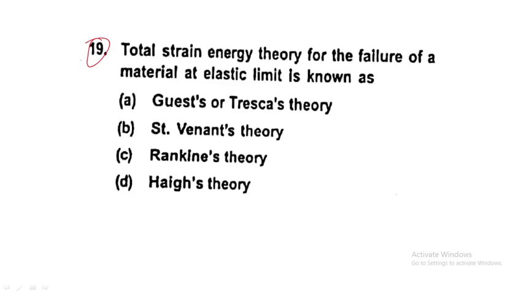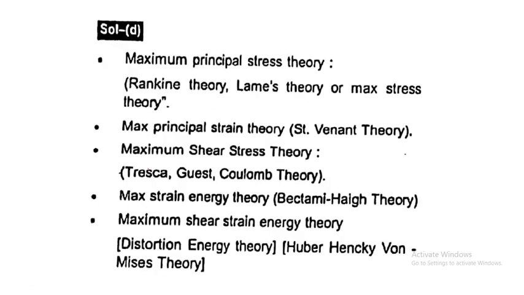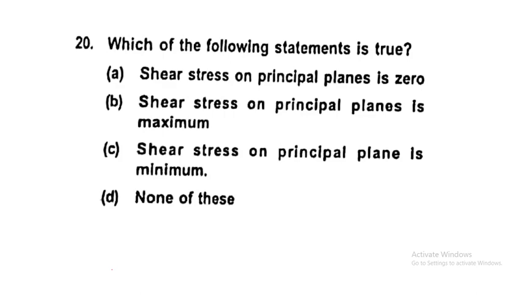Next question, question number 19. The strain energy theory for the failure of the material at elastic limit is known as, what do we call it? Haigh's theory. We already discussed maximum principal stress theory or Rankine theory or Lame's theory or max stress theory. So what we call that is maximum shear stress theory, maximum strain energy theory. All the names I have already given in the previous question. Next question.